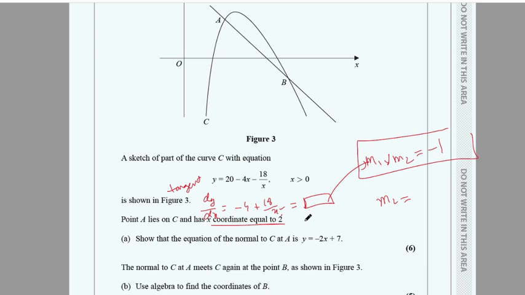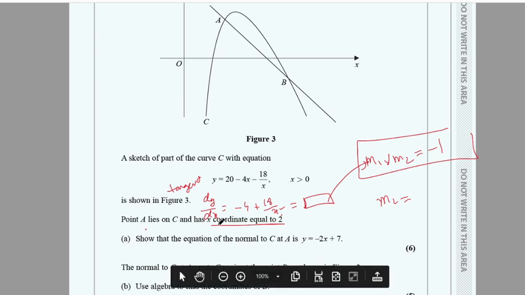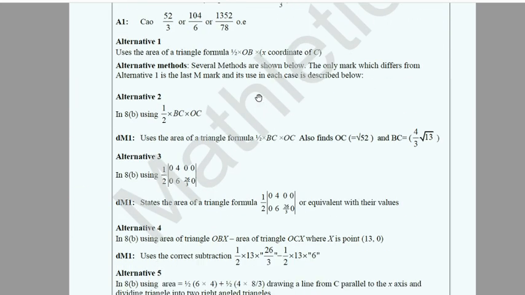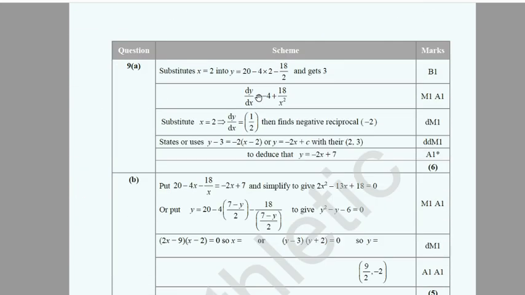Okay, and it passes through point A. The x coordinate of point A is 2, so you replace 2 here to get the y coordinate. So let me just take the answer from this, number 9. You find the gradient and substitute x equals 2, the gradient will be half. Then you convert that using m1 m2, that will give us minus 2. And when you substitute the value for x, you will get the point 2, 3. So with 2, 3 and this gradient, you can use y minus y1 equals gradient times x minus x1 to get this line.